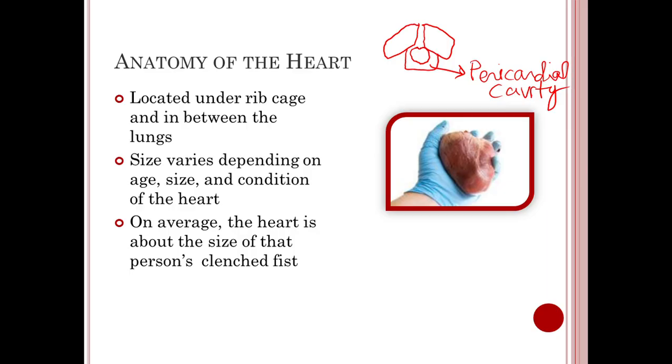Size varies depending on the age. Now, how is the heart size determined? It varies with age, size, and condition of the heart. On average, the heart is about the size of a person's clenched fist. Here you can see the diagram of this clenched fist. A person is holding the heart of some dead people and showing you this is the size of your heart. It is about the size of a clenched fist.